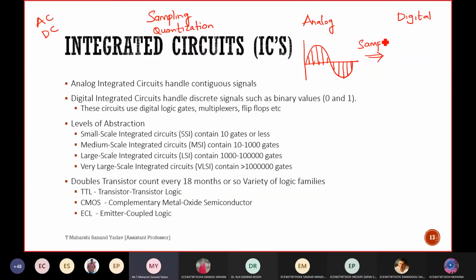So sampling means slicing vertically. After sampling, I'll get an output something like this. Then what is the use of quantization now? We map the input variables. This is continuous in time and continuous in amplitude, correct? Analog, yes, sir. Then what about this one? I'm calling this one discrete.